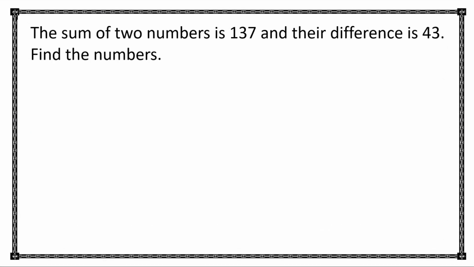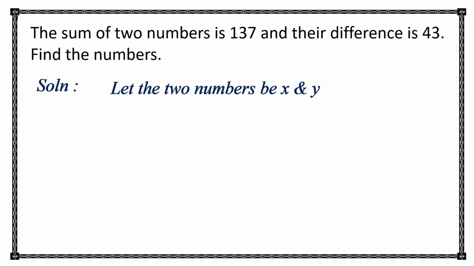Next problem. The sum of two numbers is 137 and their difference is 43. Find the numbers. Children, here we don't know the numbers, but they have given that the sum of two numbers is 137 and their difference is 43. We have to find those numbers. Solution: let those numbers be x and y.